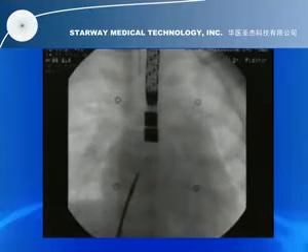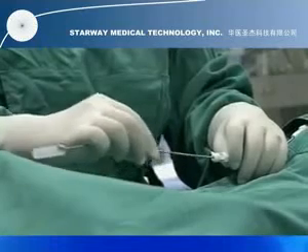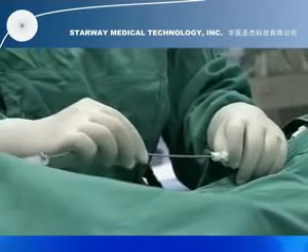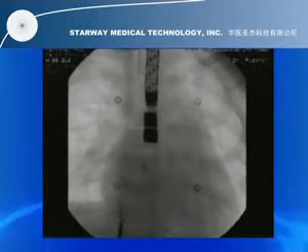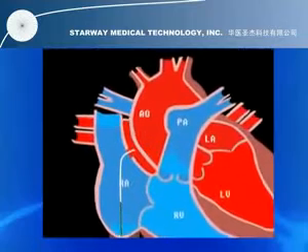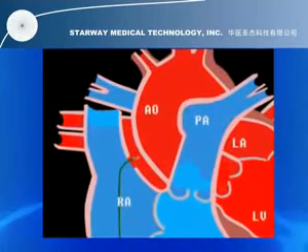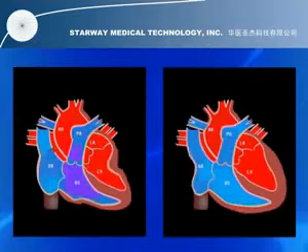With the observation of fluoroscopy and echocardiography, the delivery cable is pushed forward and pulled backward repeatedly with proper tension to confirm a stable position of the device. If misplacement occurs, the occluder can be retrieved into the delivery sheath, redeployed, or replaced by another device.